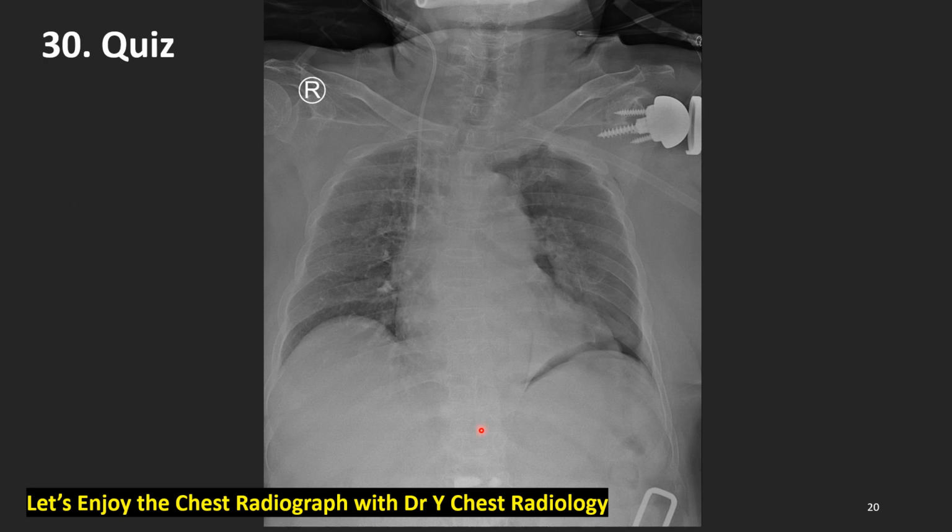This is an exercise. ICU film. Supine AP view. You got it? Yes. Deep sulcus sign with Mach band effect here and here. Deep sulcus sign with left lower lobe collapse. Air bronchogram.